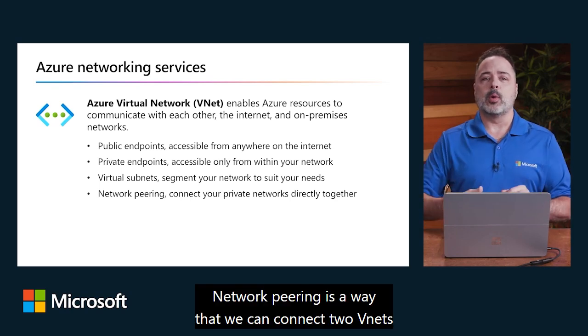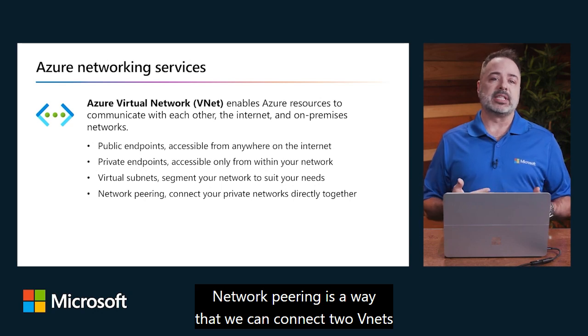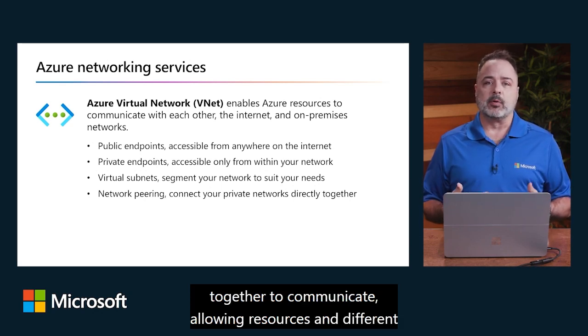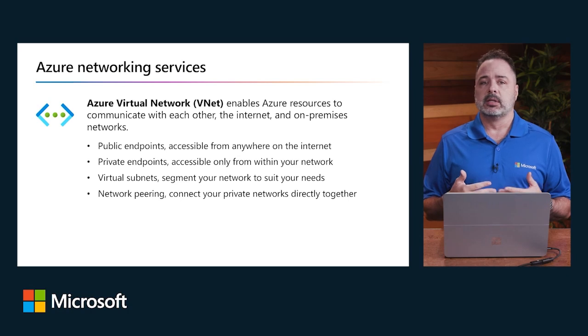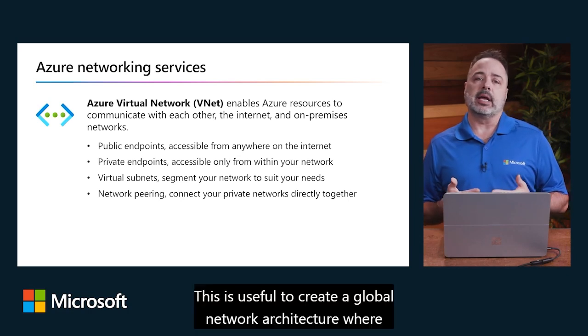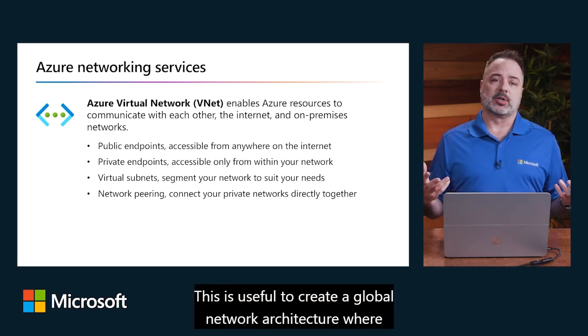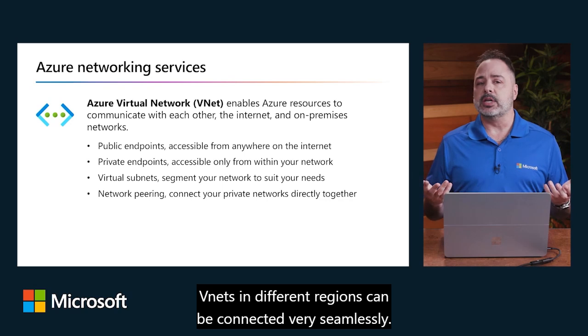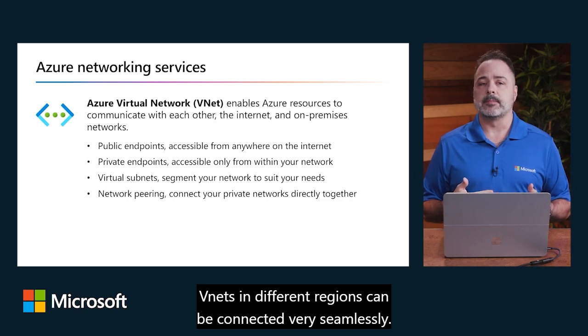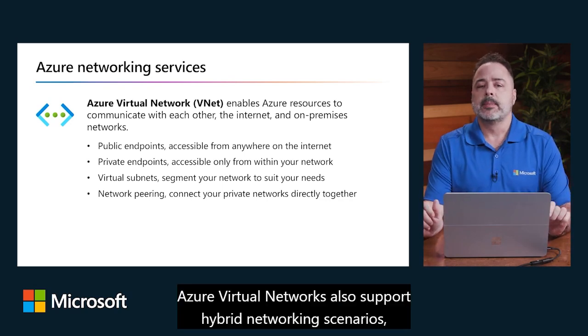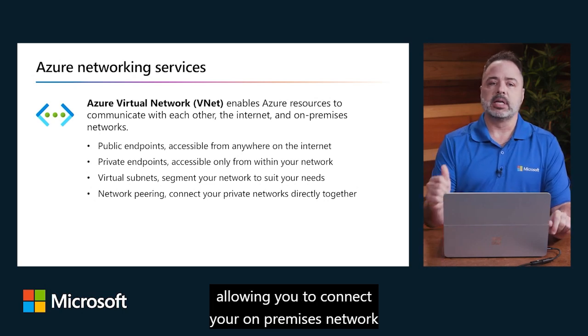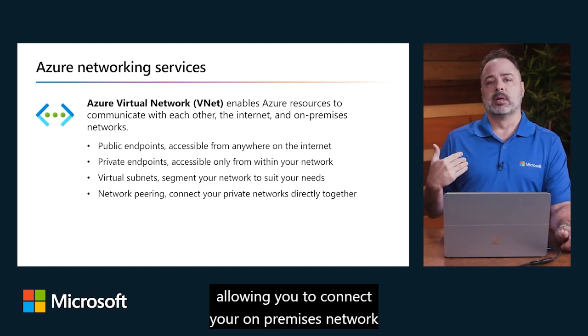Network peering is a way that we can connect two VNets together to communicate, allowing resources in different VNets to communicate with each other. This is useful to create a global network architecture where VNets in different regions can be connected very seamlessly.